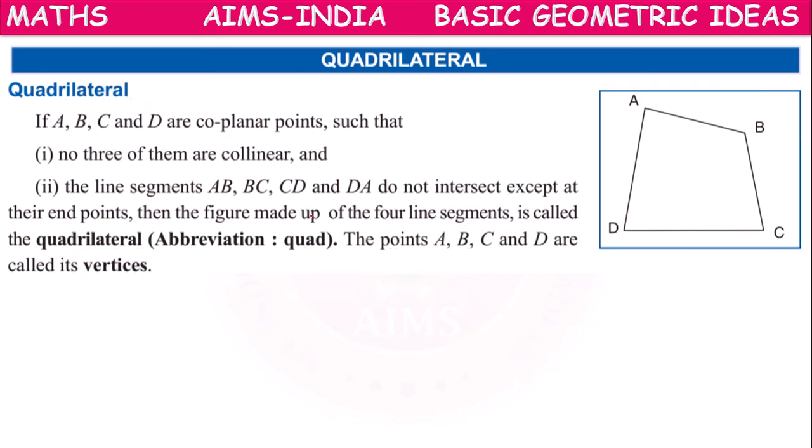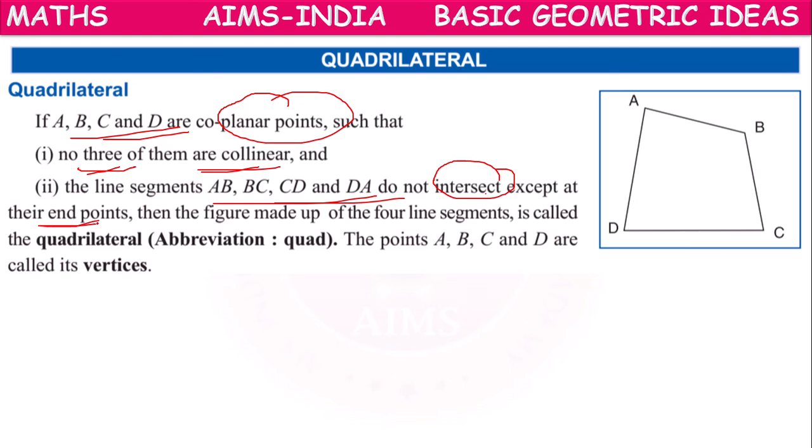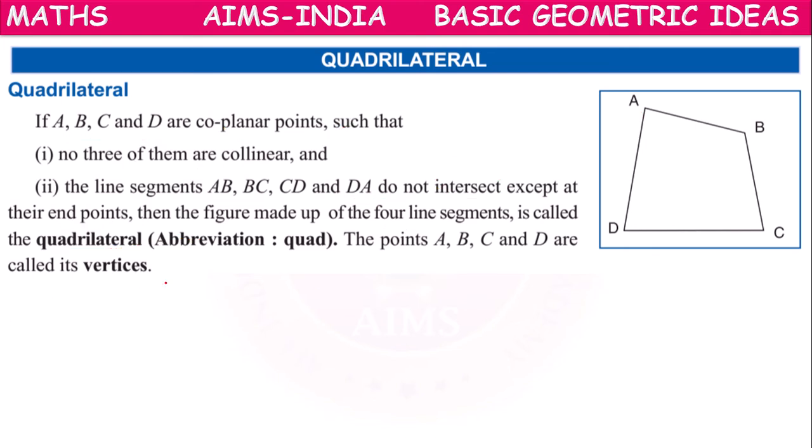So, what is the meaning of quadrilateral, children? If A, B, C, D are coplanar points lying in the same plane and no three of them are collinear, meaning no three lying on the same line, and the line segments AB, BC, CD, DA do not intersect except at their endpoints, then the figure formed by the four line segments is called a quadrilateral, and these dots are considered its vertices. So this is the definition of a quadrilateral, children.